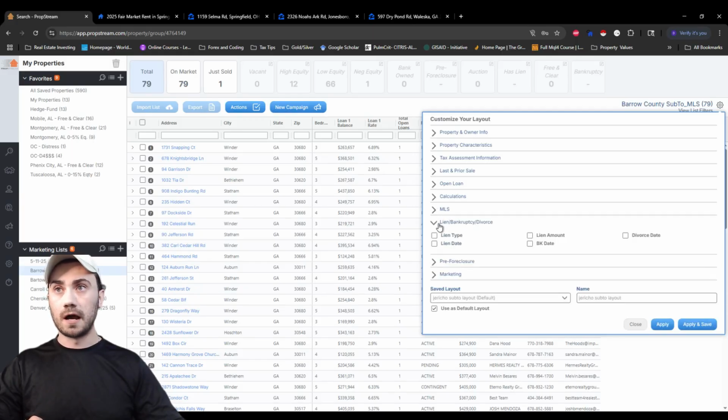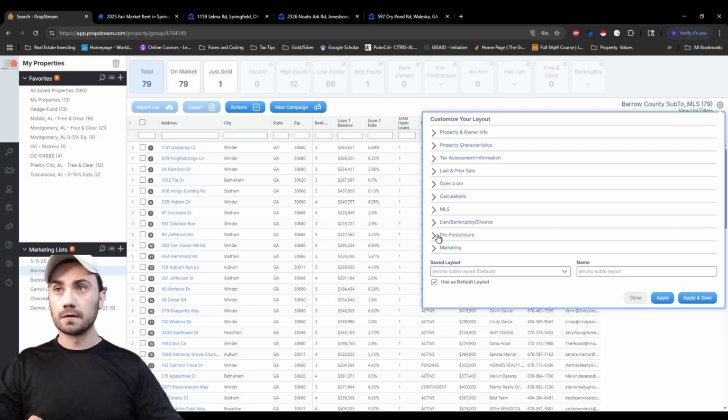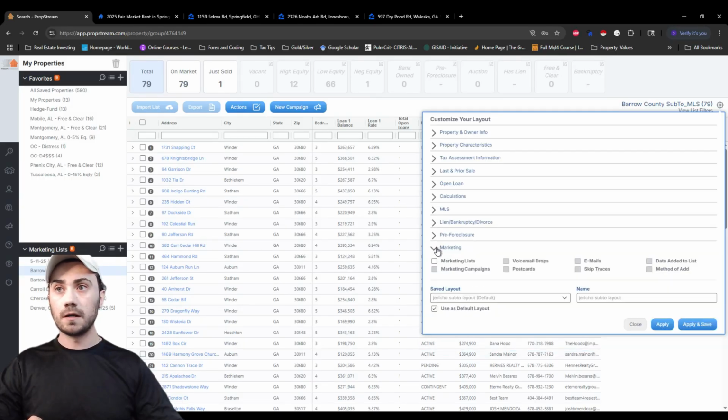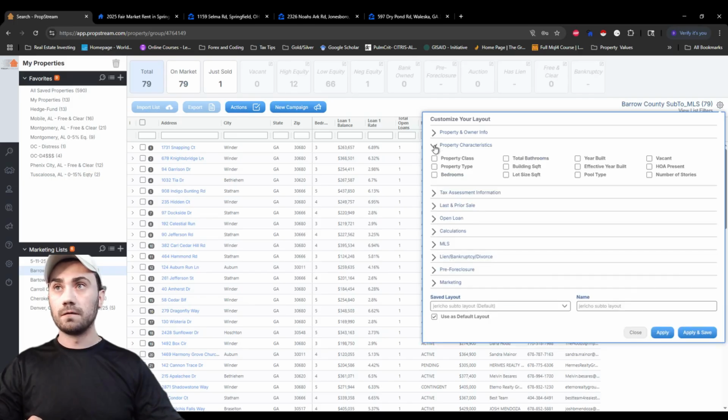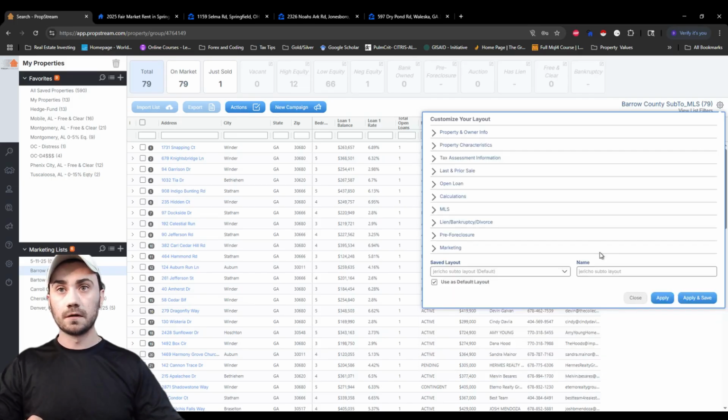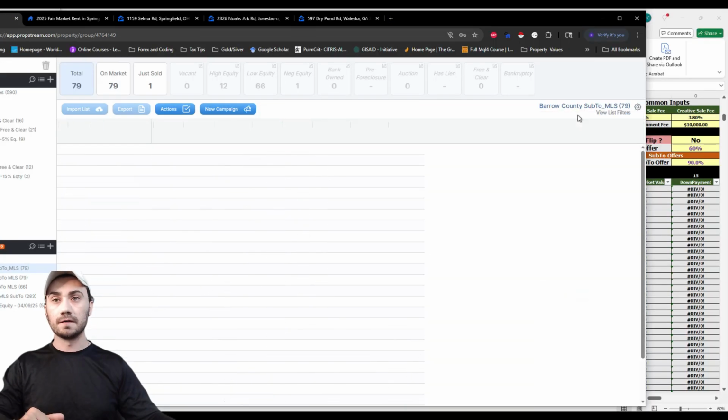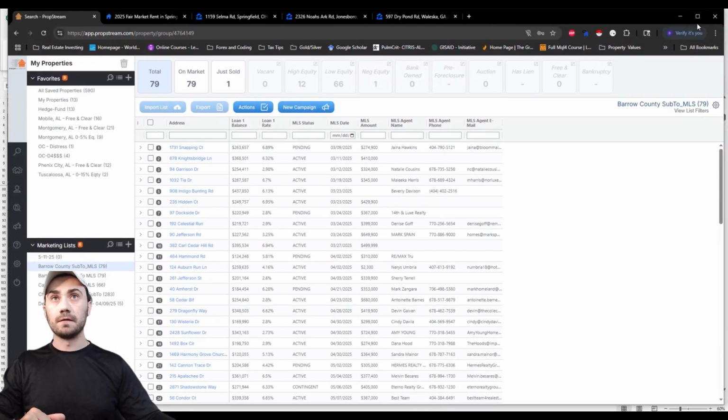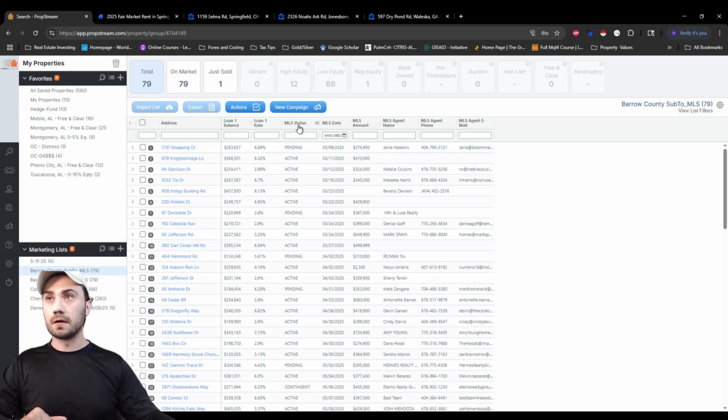So we'll keep that. Now for the lien, bankruptcy, and divorce, don't need any of this. Pre-foreclosure, don't need. Marketing, don't need either. So this looks very clean, which is fantastic. So I'm going to click on apply and save. And now this is basically going to be the categories and the information that we're going to be looking at when we export our CSV property data list within the Jericho software. So it looks like we only have 1, 2, 3, 4, 5, 6, 7, 8 categories for subject to. So this is a very clean list to do an auto underwrite and for an email blast.